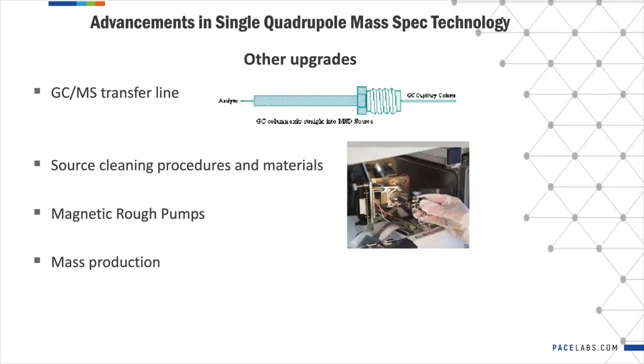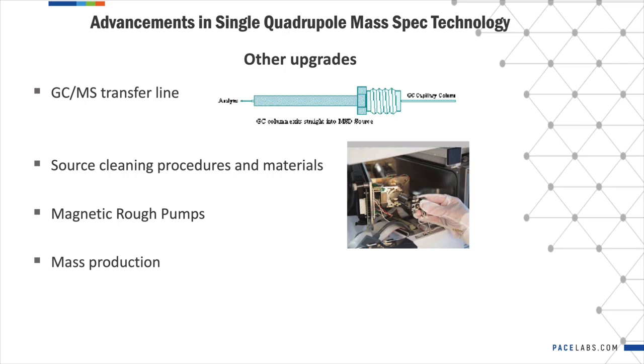Also, over the evolution of mass specs, the GC to mass spec transfer line has been improved to ensure that analytes are purged directly into the source. Source cleaning materials and procedures have also improved over this time to ensure that sources are kept reflective and to reduce scratching and scarring when cleaning the source.